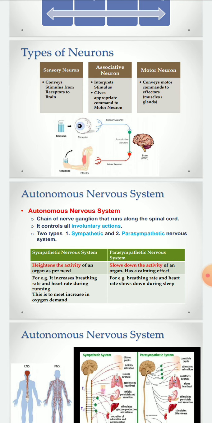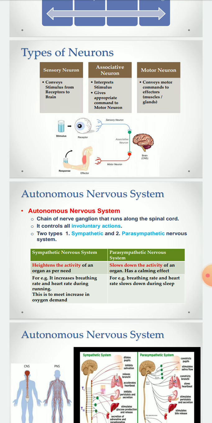So basically there are three types of neurons. One is sensory neurons. They convey stimulus from receptors to the brain. Associative neurons interpret the stimulus and give appropriate commands to the motor neuron. And the motor neuron conveys the commands to effectors, that is muscles or glands. Sensory, associative, and motor. Sensory gives information from the receptors to the brain. Associative gives appropriate commands to the motor neuron, and the motor neuron conveys the motor impulses, motor commands, to the effectors.